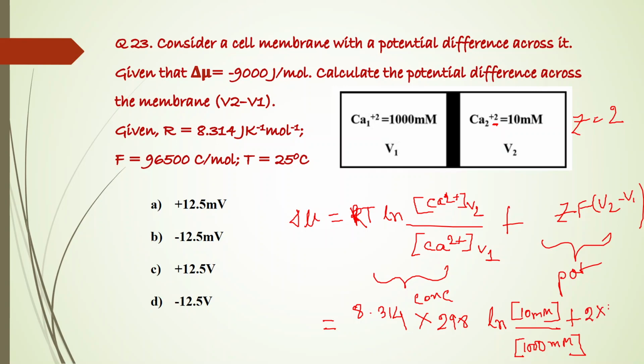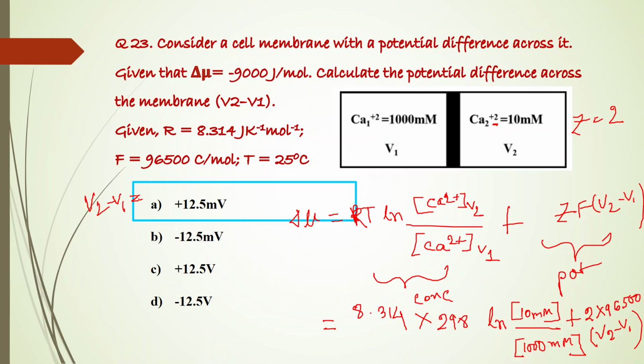For F we will put 96500, and we need to calculate the potential difference, that is V2 minus V1. So all the values are given in your question. You just need to put them in the equation and you will get your V2 minus V1. If you solve the entire thing, then you will end up with a V2 minus V1 value of 12.5 millivolt.